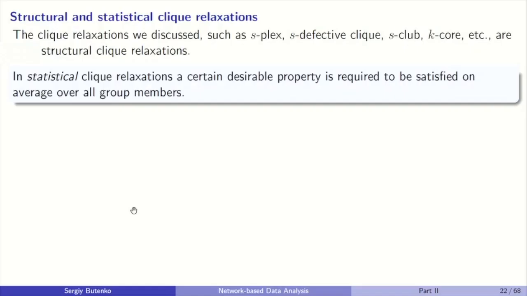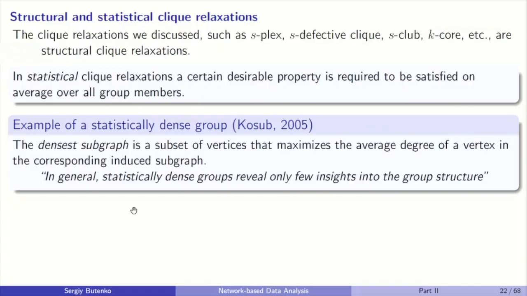In this case, that value could be an integer, fractional, and it could even be expressed in terms of a fraction of the total number of vertices, which would make it a relative statistical relaxation. There is a paper from 2005 that provides an example of a statistically dense group where they criticize this as a definition of a cluster. They looked at the densest subgraph, which is a subset of vertices that maximizes the average degree of a vertex in the corresponding induced subgraph.